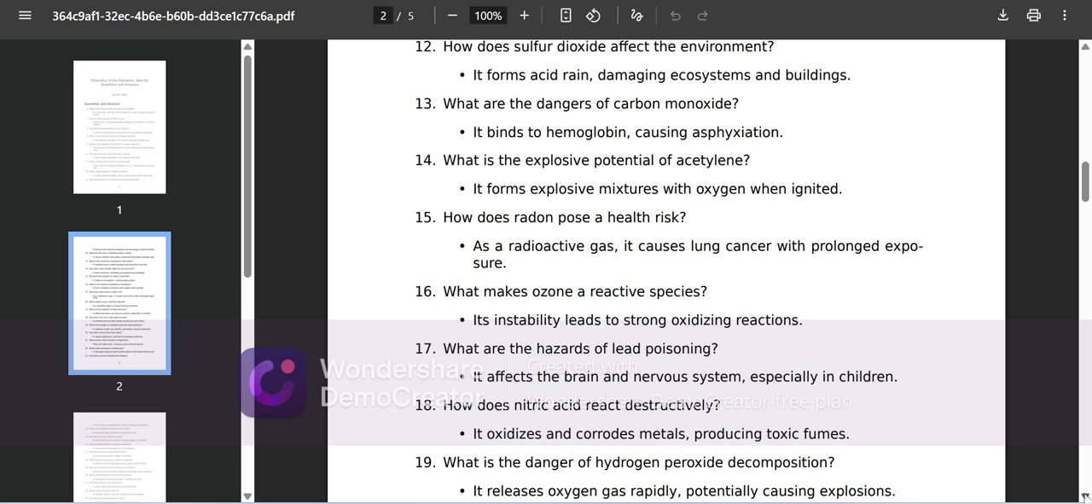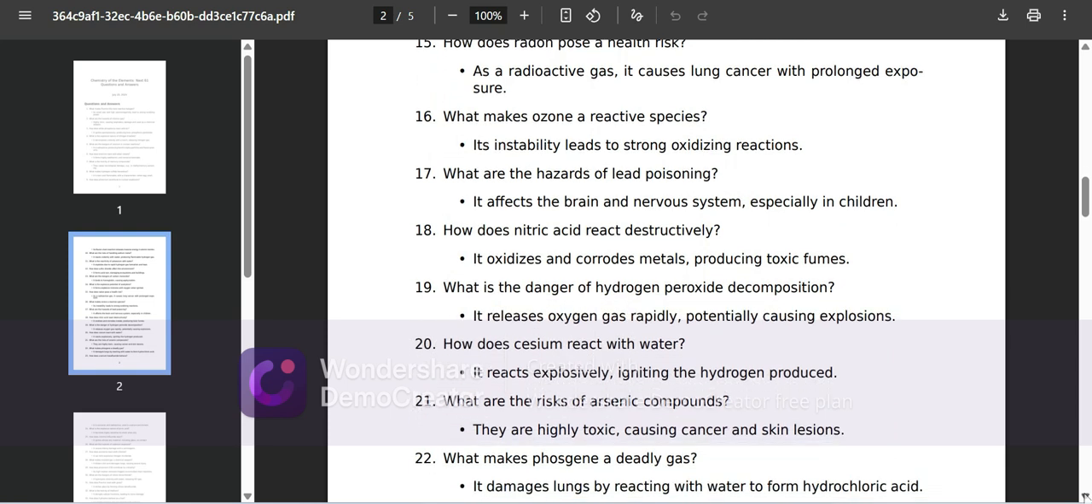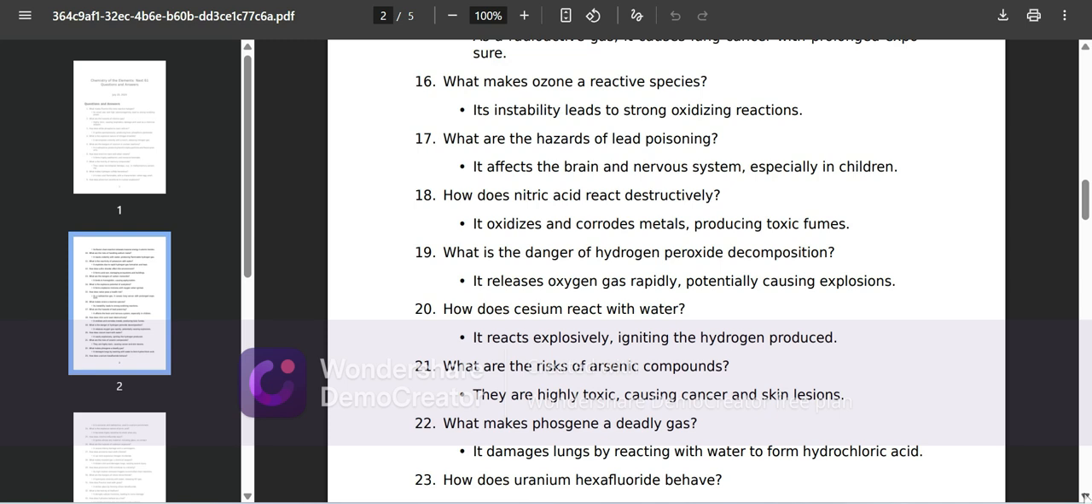How does radon pose a health risk? As a radioactive gas, it causes lung cancer with prolonged exposure. What makes ozone a reactive species? Its instability leads to strong oxidizing reactions.